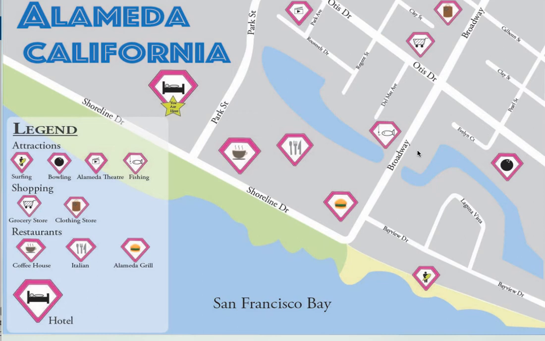Let's move on here. Now this one came out really good. Again, there's some issues with visual hierarchy. My suggestion was to use a sans serif font. Again, the font choice is not that great. I would have made Alameda bigger and again, California smaller, so it stands out more.